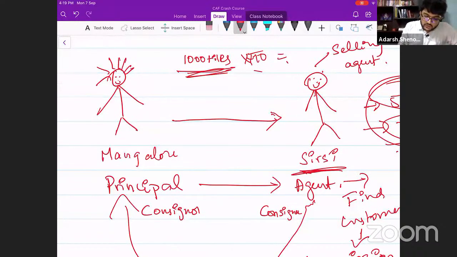When the consigner is sending the goods to the consignee, is he transferring the ownership of the goods, or is he just merely transferring the possession of the goods? What do you think? He's just transferring the possession of the goods. The ownership of the goods is not transferred from the consigner to consignee. Only the possession of the goods is moving.